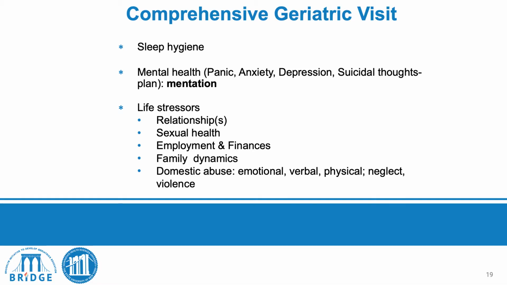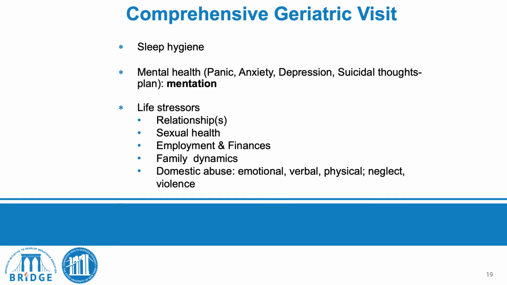How are they sleeping? If they're getting up every hour to go to the bathroom, they're not getting quality restful sleep. Mental health, most important, one of the 4 M's. Are they having panic attacks, anxiety, depression, suicidal thoughts or intent? Their mentation. Life stressors, what's happening in their psychosocial environment, what's happening in their homes, their relationships, their sexual health, employment and finances, their family dynamics.